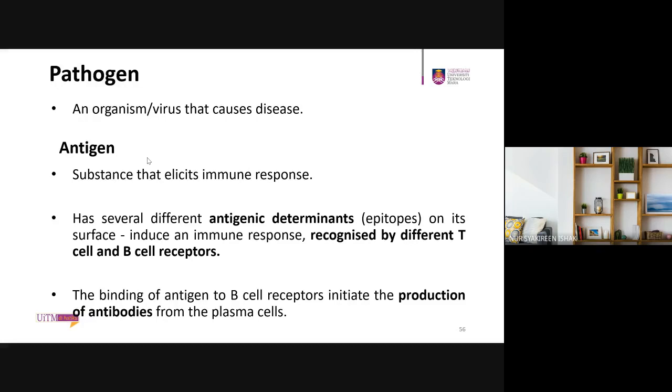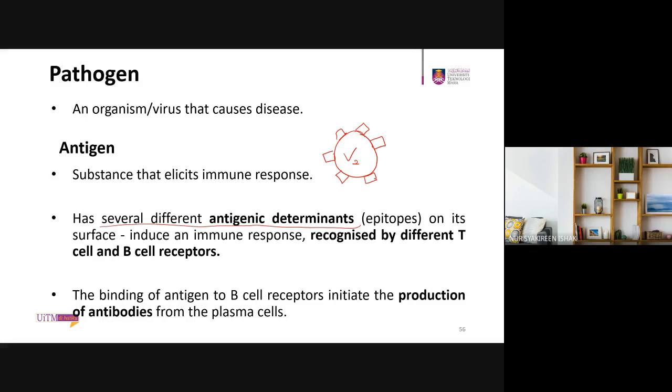Okay, so has several different antigenic determinants, which is epitope. Okay, so on its surface induce an immune response recognized by different T cell and B cell. Has several antigenic determinants. Kalau macam saya draw tadi kan, itu saya bagi contoh yang mudah lah. Okay, so ini ada virus yang kedua. Okay, so dekat virus yang kedua ni akan ada dia punya antigen. Okay, antigen ni saya lukis petak ni supaya senang nak nampak lah. Okay, so this is the antigen. Okay, on the virus or on the pathogen.